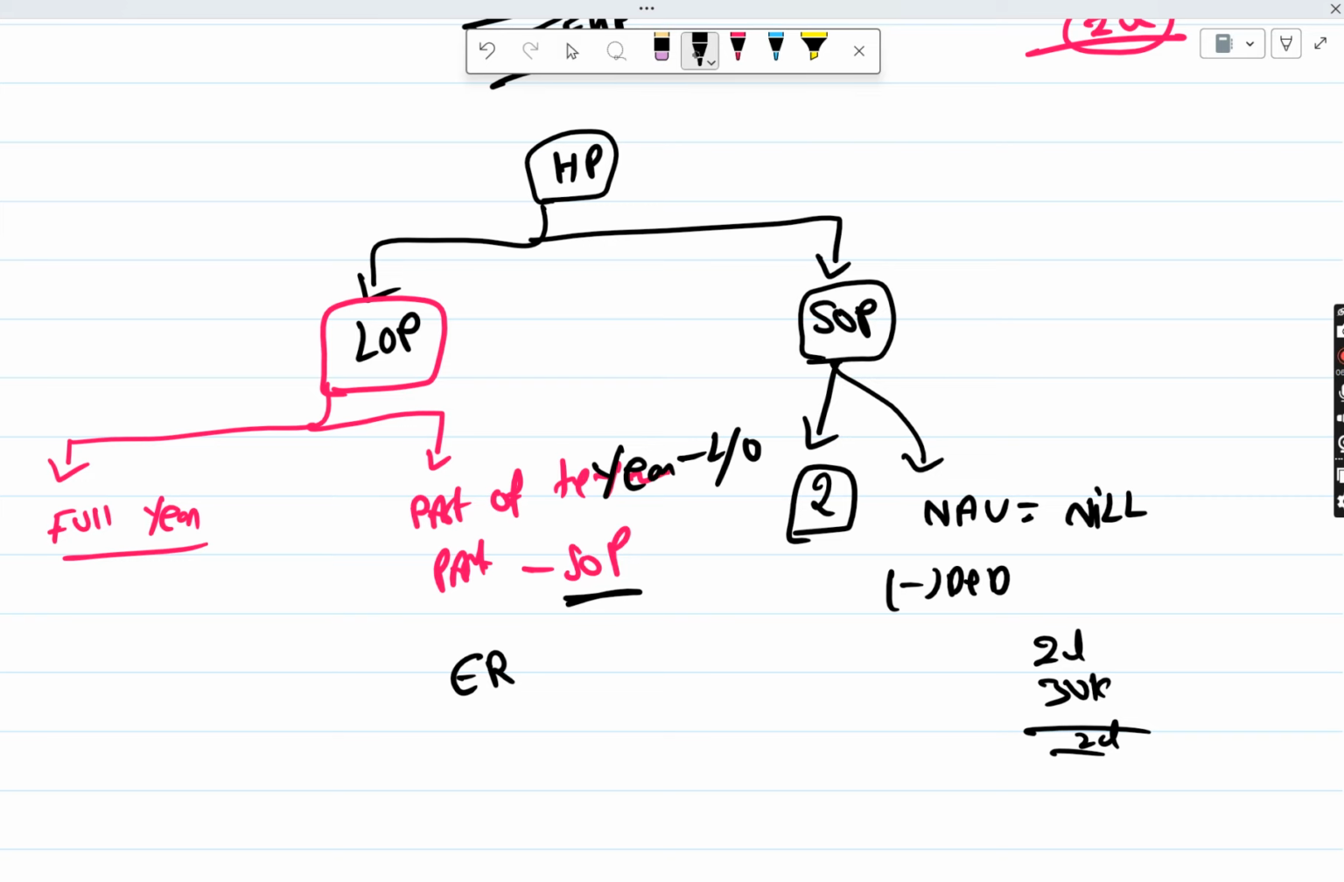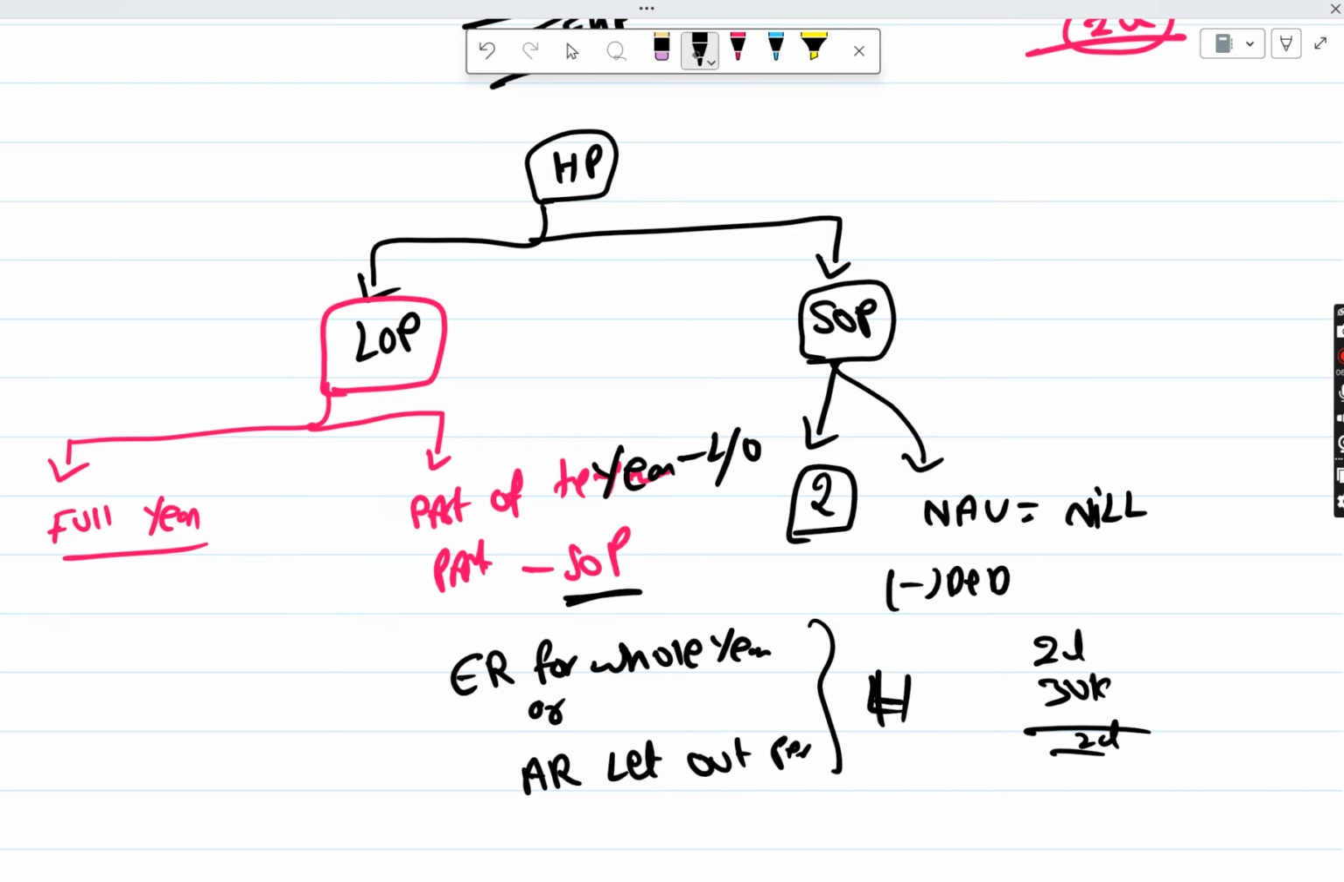No, not that one. So we will take it here: expected rent for the whole year or actual rent for the let out period, whichever is higher, right? So obviously most of the times actual rent will be the lesser one, because we have done a question on this in the last video. Obviously actual rent will be lesser because it is only for, let's just say, 8 months, but expected rent will be taken for the whole year, which is 12 months. Normally it will be the lesser.